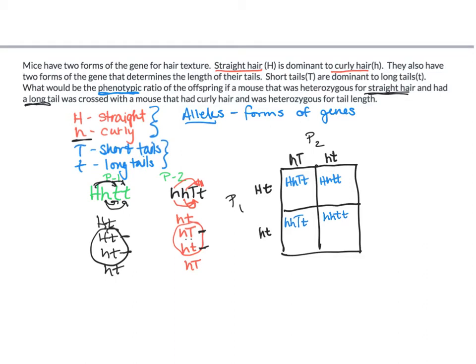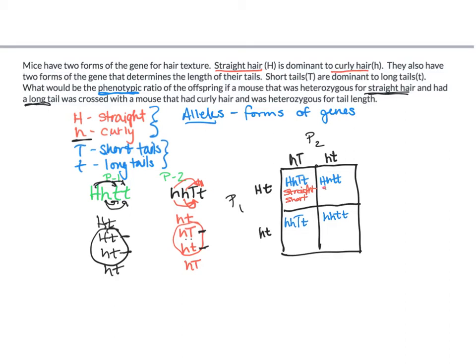So if we interpreted these as phenotypes, what's the physical appearance of each of these? We could say, so this is big H, little h, right? So we have straight, curly, right? And straight is dominant. So this one would have straight hair and a short tail, right? Anytime we have a dominant allele, that's what the phenotype's going to be.